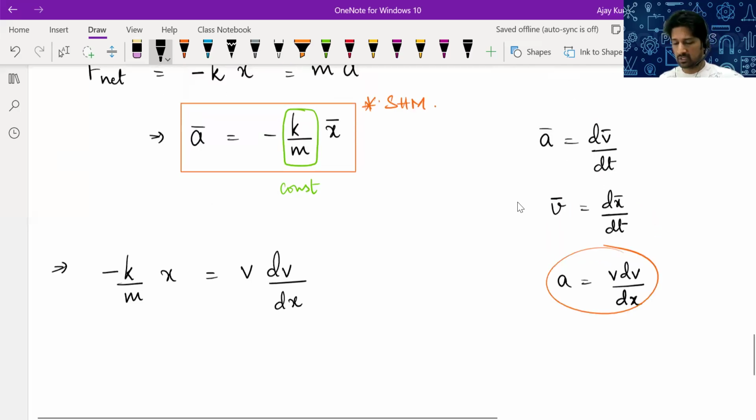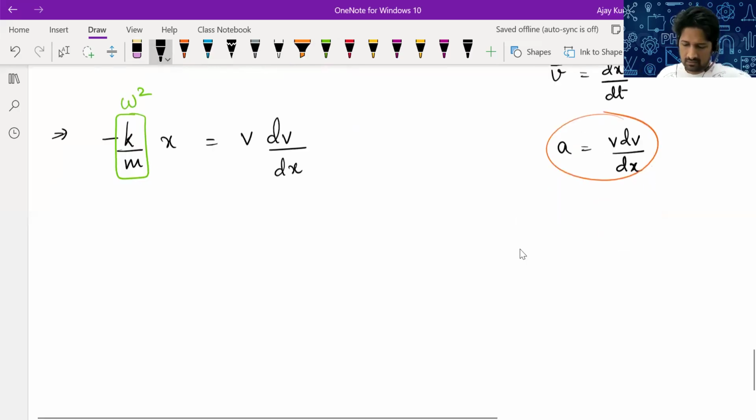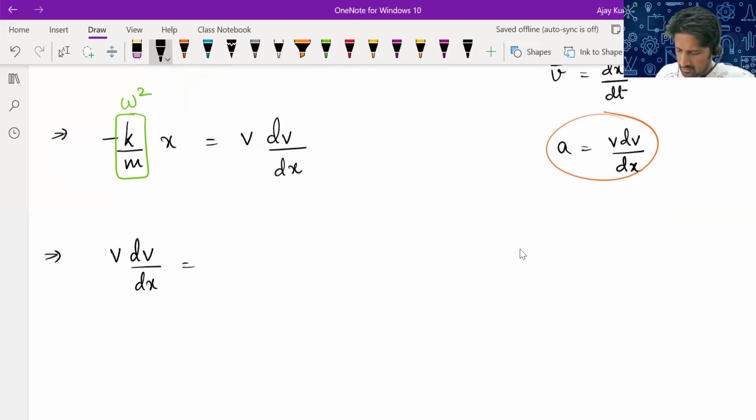What we are trying to do slowly here is relate velocity to displacement. v stands for velocity, x stands for displacement from mean position. We are trying to relate them so that we can predict what will be the velocity of an object based on the position during its oscillation. Now in this derivation, we are going to call this k by m as omega square. You'll understand why it is called omega square. So you can write v dv by dx is equal to minus omega square times x.